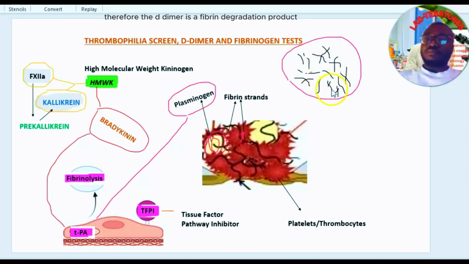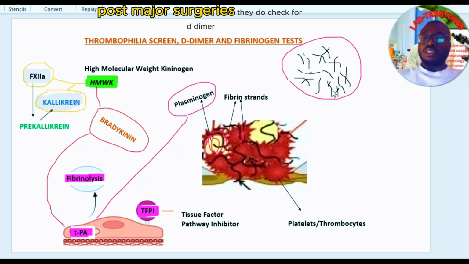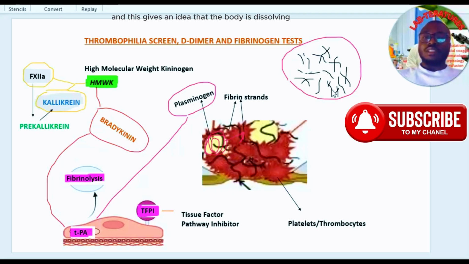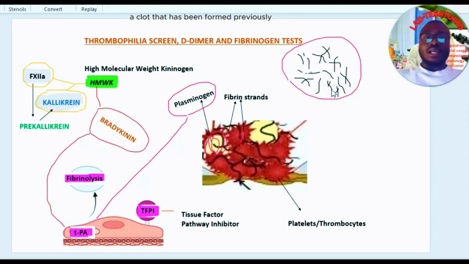Therefore, the D-dimer is a fibrin degradation product. We get them raised after a clot is formed and it is in a process of dissolution, for instance in venous thromboembolism, in disseminated intravascular coagulopathies. Post major surgeries, they do check for D-dimers, and this gives an idea that the body is dissolving a clot that has been formed previously.